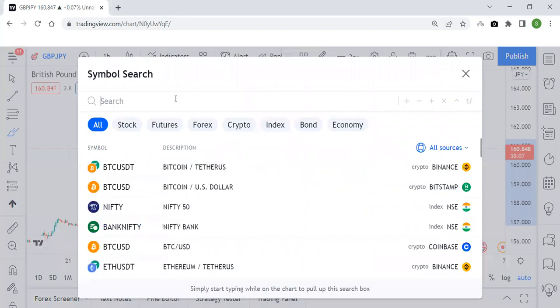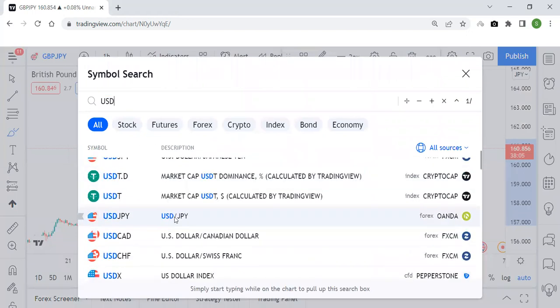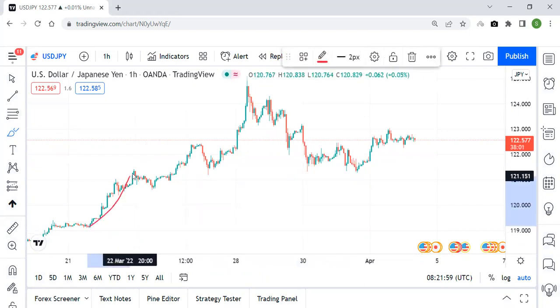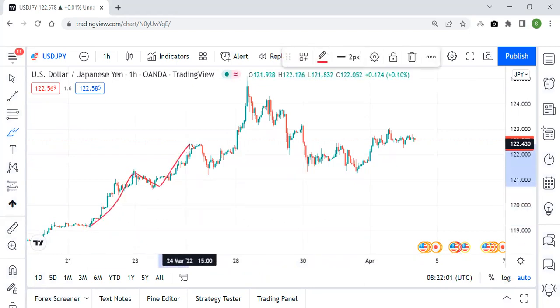So let's switch again to the USDJPY. These are the pairs I'm looking at this week. The USDJPY and the GBPJPY are almost correlated. As you can see here, we got this move to the upside, another move here. Here was our support, here's our resistance.